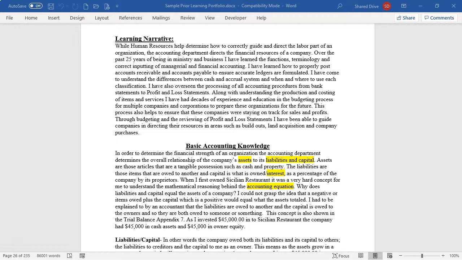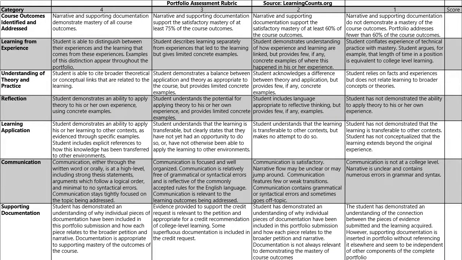Now, relating this back to the rubric, I went through this rubric and I said, the first time he went through it, I think he wasn't at a 4. I said, okay, you've demonstrated some of these outcomes, but not all of them. He didn't do a very good job initially of distinguishing his experiences and the concepts in theory from practice. So I said, you need to be able to cite broader theoretical or conceptual links related to that, and then use examples of what you learned and how you applied it in other contexts.